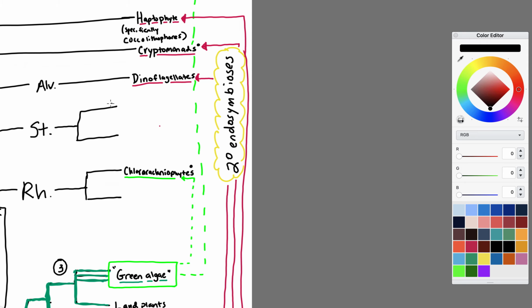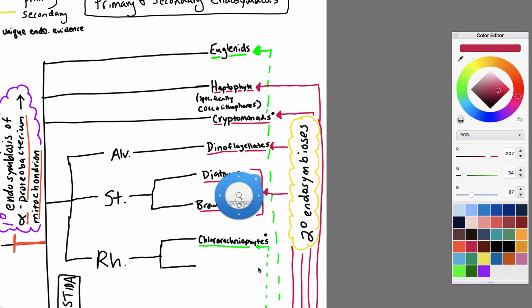So those are important groups here. Then we've got our two groups under stramenopiles: diatoms and brown algae. Okay, diatoms, brown algae, and the haptophytes all have fucoxanthin as their pigment, in addition to chlorophyll, but fucoxanthin, that brown pigment. Dinoflagellates, most of them have their own unique pigment, so there's all kinds of changes happening.